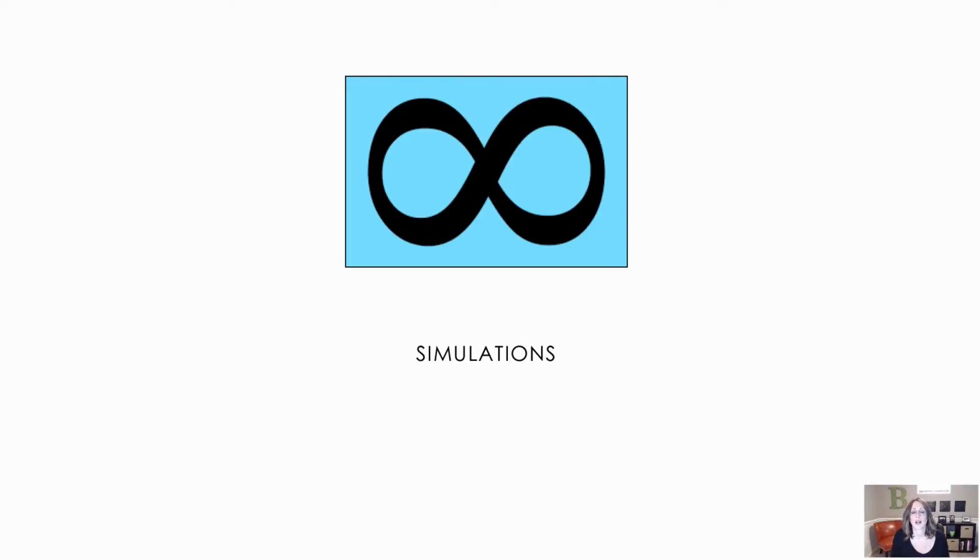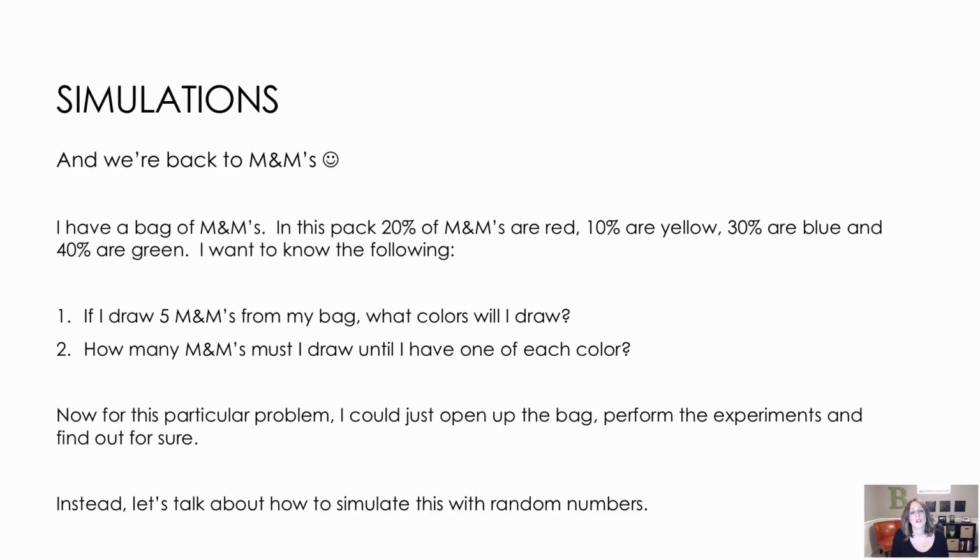In this lesson, we will talk about simulations. So we're back to M&Ms because I love M&Ms. They are delicious. And I have a bag of M&Ms, and we'll just say that that bag contains 20% red, 10% yellow, 30% blue, and 40% green.